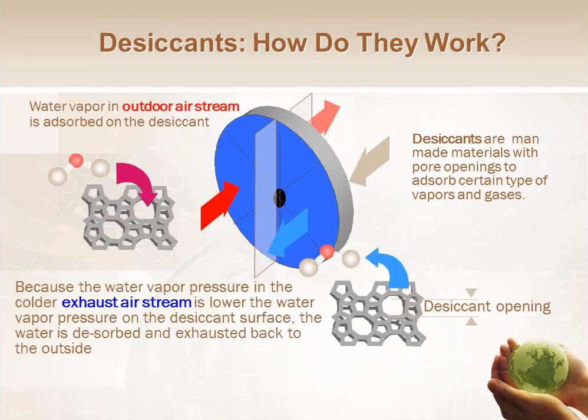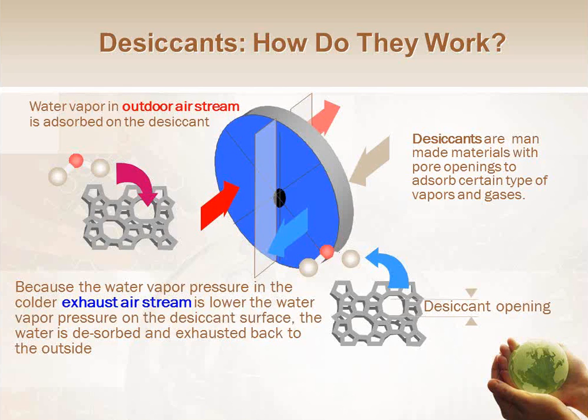This desiccant is permanently built into the wheel. It does not have to be regenerated. It can be made of different materials. The most common one is a silica gel. This is the same stuff you find in the packets with electronics and leather shoe boxes. The one that says do not eat silica gel, that's the same thing that we're putting on these wheels.